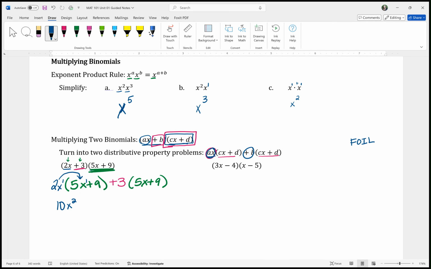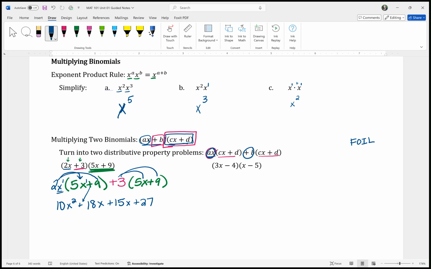Okay, next we're going to bring down this little plus sign here, and 2x times 9. 2 times 9 is 18. But don't forget, you have an x hanging out here. Okay, so if there's an x in front, you have to give an extra x to every one of these terms. Okay, so that's our first set of parentheses. Let's look at our next set. We have plus 3 times 5x. Multiply your numbers. 3 times 5 is 15. Don't forget to bring down the x. And then 3 times 9. So this is going to be plus 27.